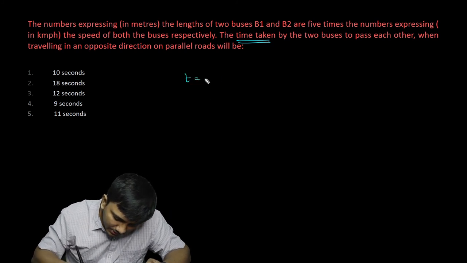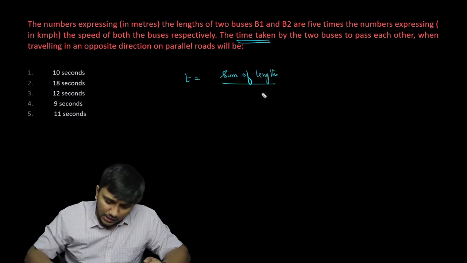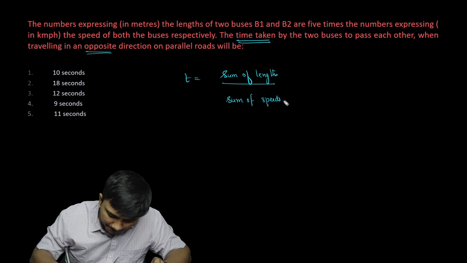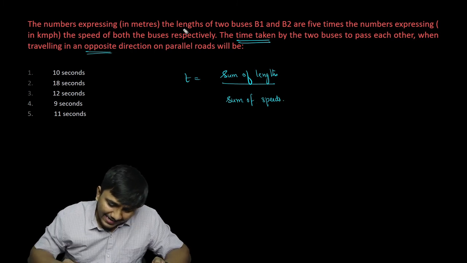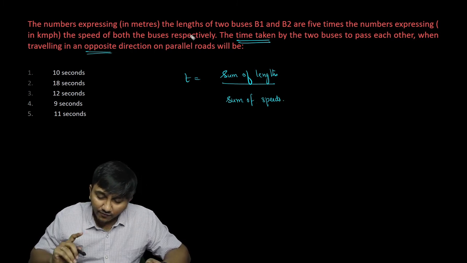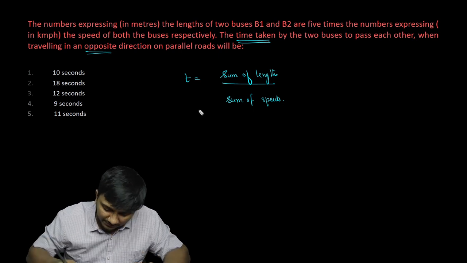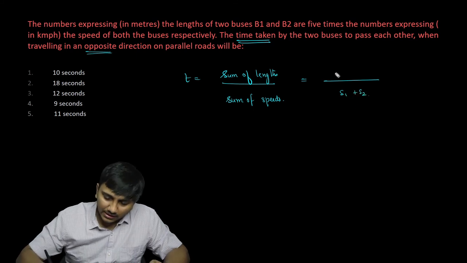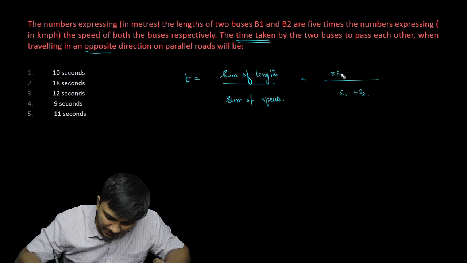So time taken is going to be the sum of lengths by relative speed. In this case, they are going in opposite direction, so that should be the sum of speeds. And the lengths of the two buses are 5 times respectively the speeds of the two buses. So if the denominator is S1 plus S2, then the corresponding lengths will be 5 times S1 plus 5 times S2.